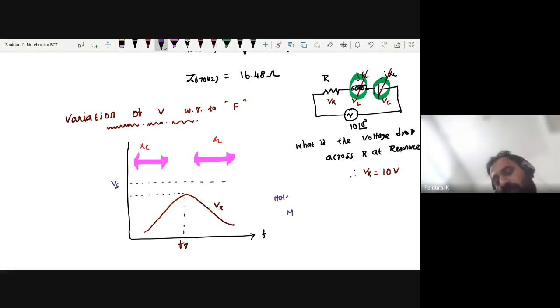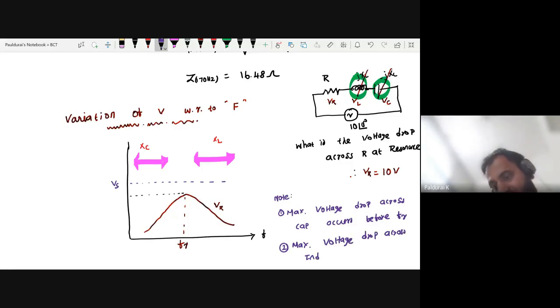Note, maximum voltage drop across capacitor occurs before resonance frequency. We know the reason why. Similarly, maximum voltage drop across inductor occurs after resonance frequency.